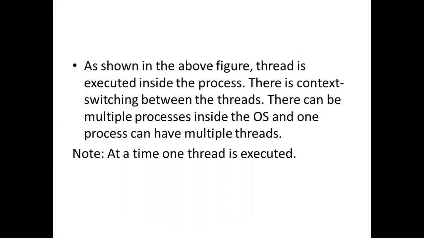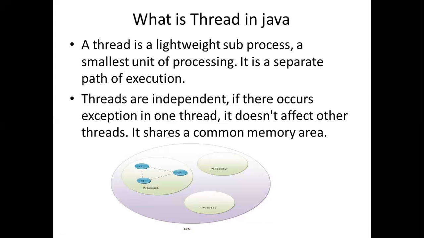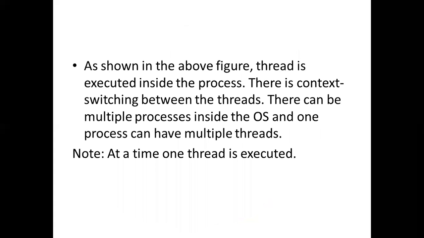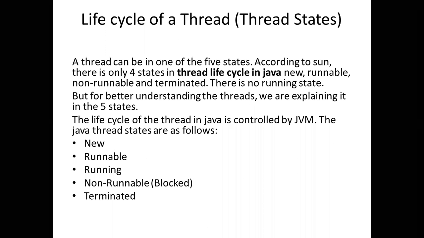We can say that a thread is executed inside a process, and there is context switching between the threads. We can have multiple processes inside an operating system. If you see, all these processes belong to the operating system. This is your operating system, and we have so many processes in it. Each process will have its own threads. At a time, only one thread is executed. This is also a main point that you need to remember: at a time we can execute only a single thread. Clear?